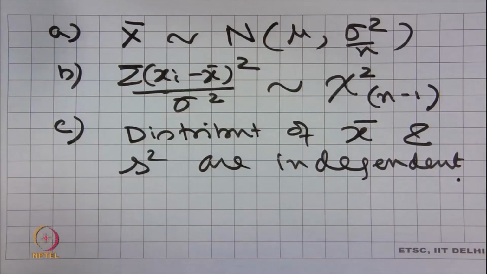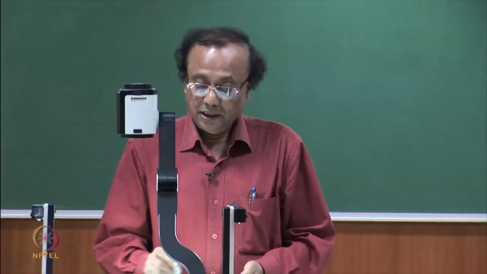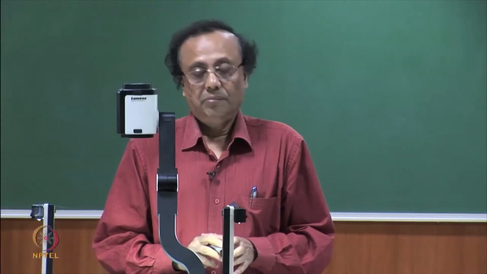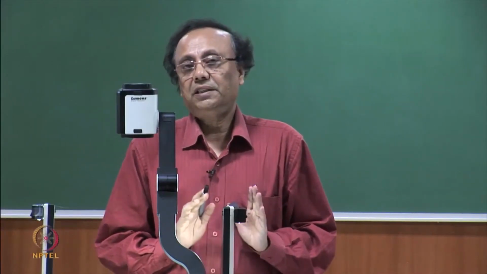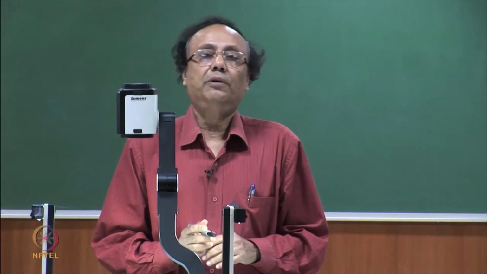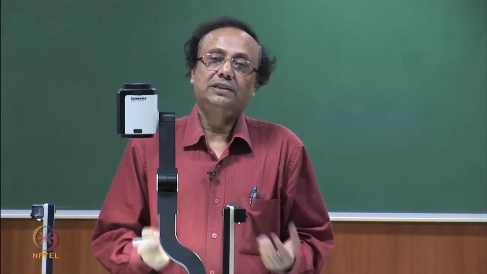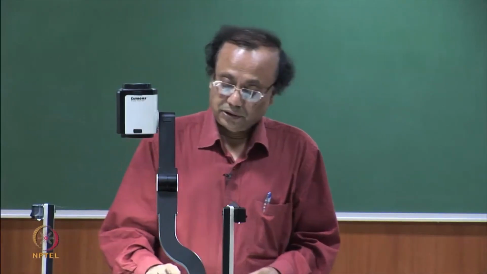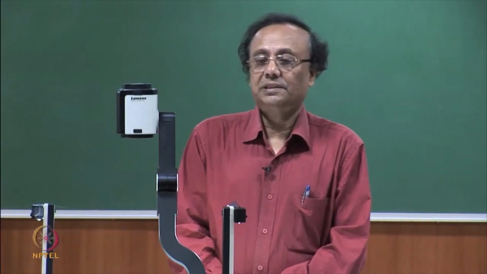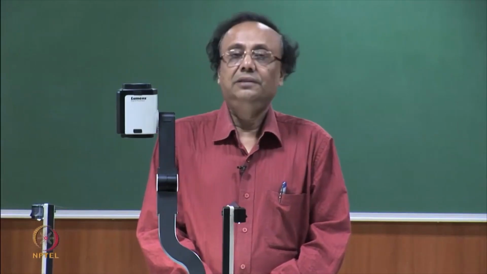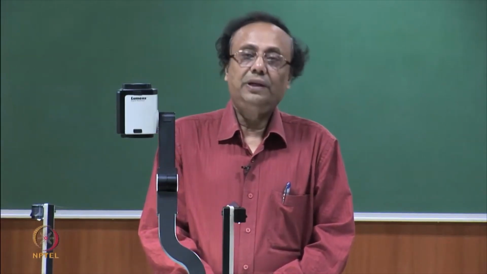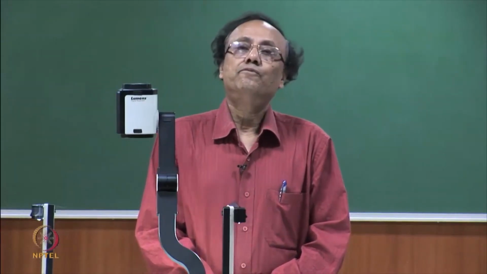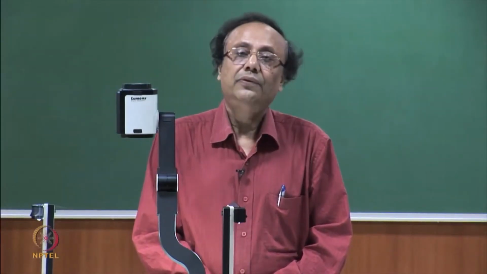So, these are three important findings that we get by making a particular orthogonal transformation of x1, x2, xn to y1, y2, yn. So, these are some important results that we obtain when x1, x2, xn are independent samples from normal mu sigma square.